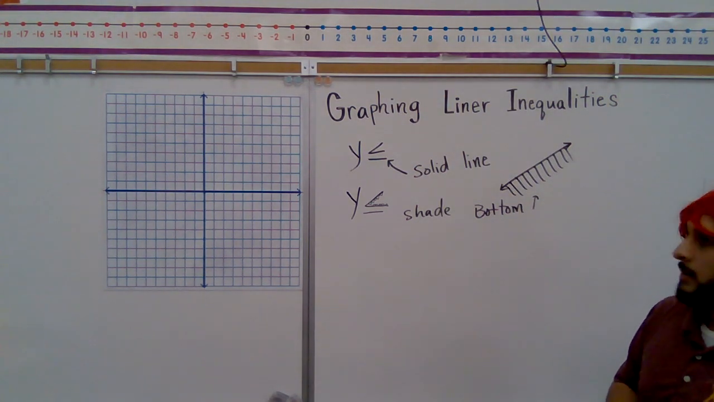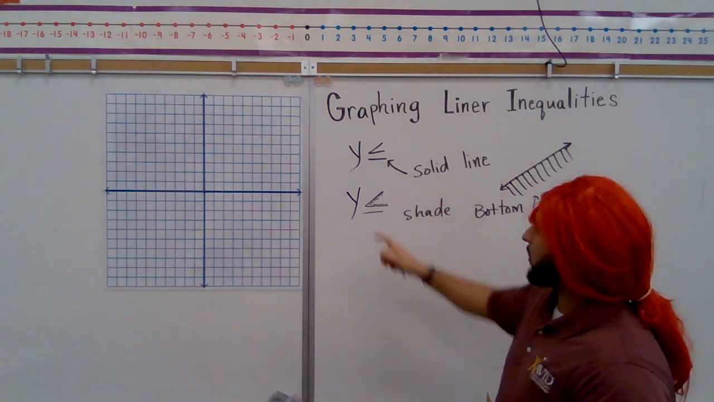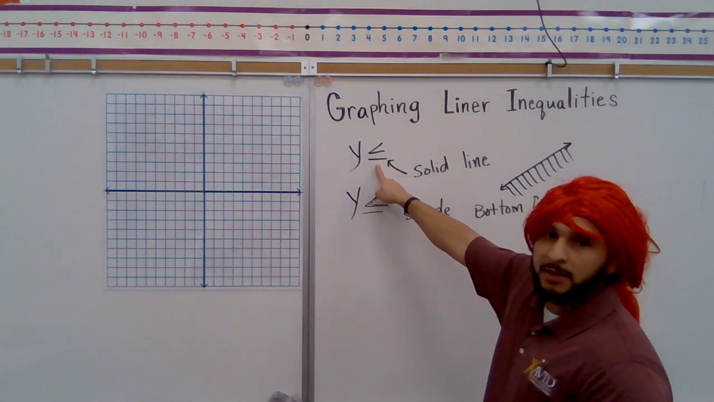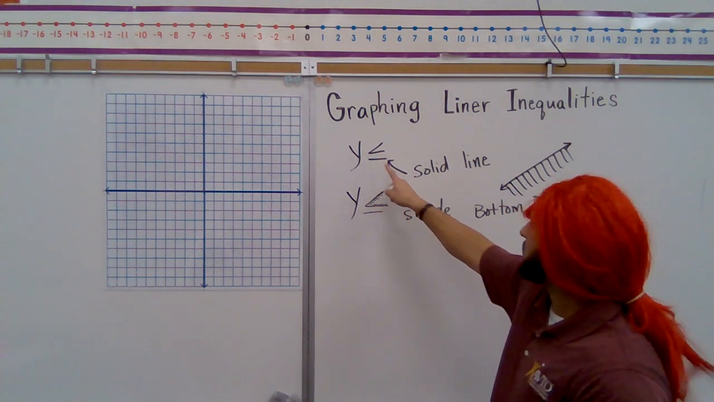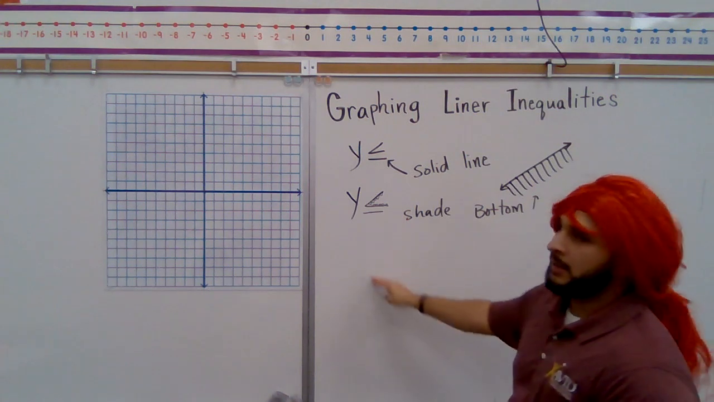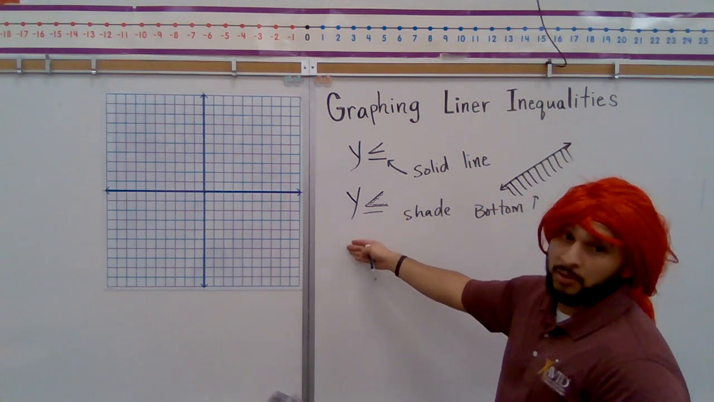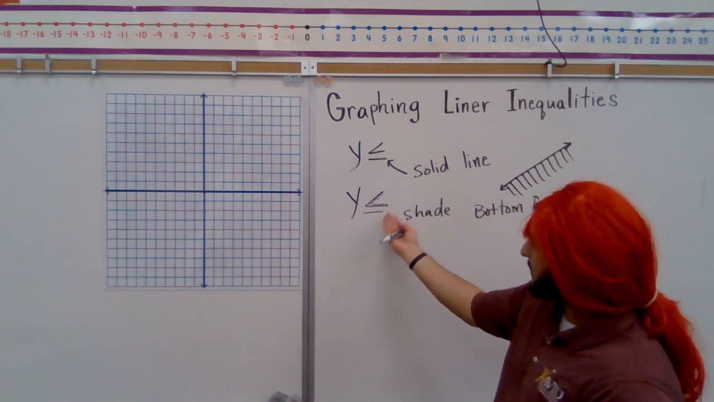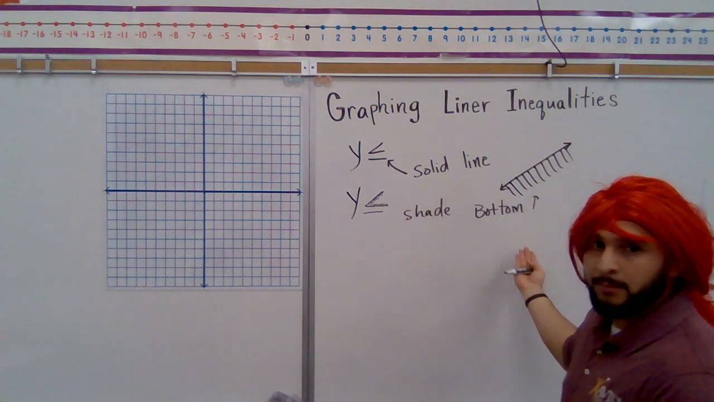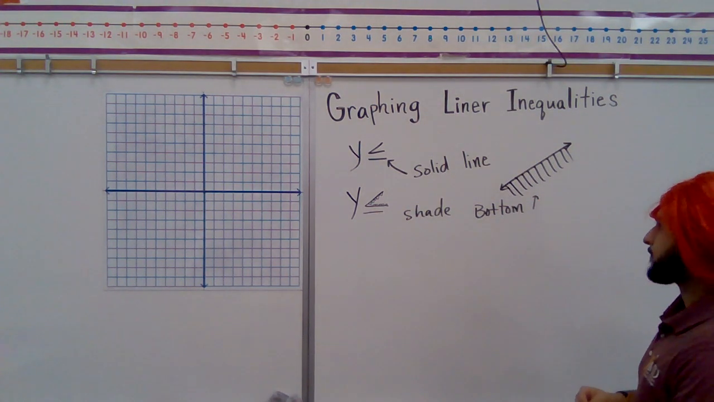So we learned two things so far. If there's an equal sign under the inequality symbol, you're going to have a solid line. If the alligator is ignoring the y, or if your symbol is less than or equal to, you're going to shade the bottom of your line.